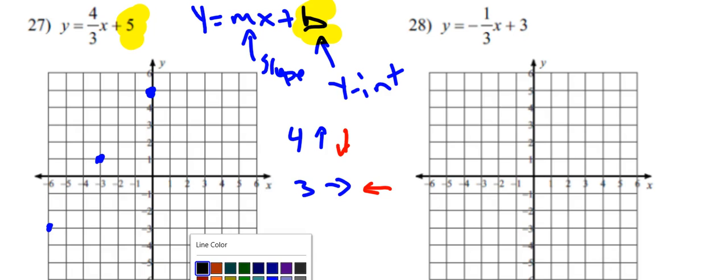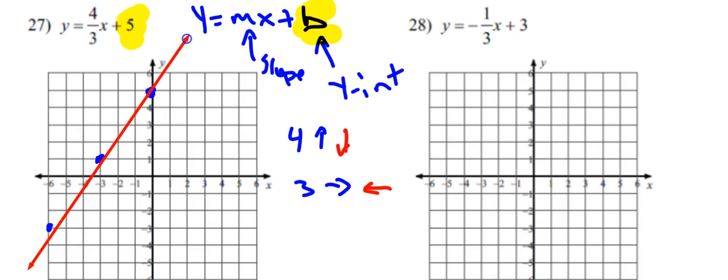Let's make it red. And it should look something like this. Oof, missed a little bit. Let's clean that up. Whoa, drawing more lines. Close enough. You get the idea, though. So that's what our line should kind of look like. Hopefully that's what you got.